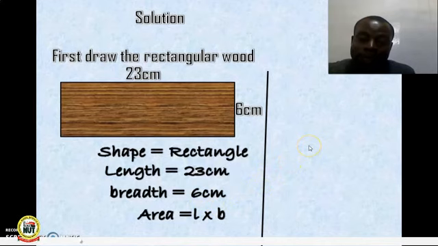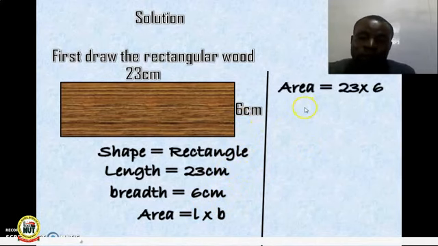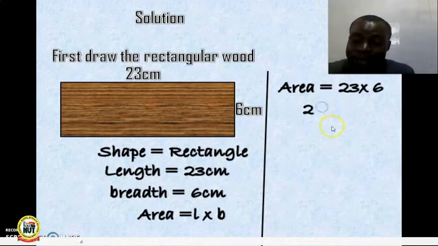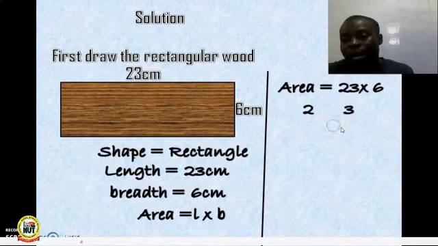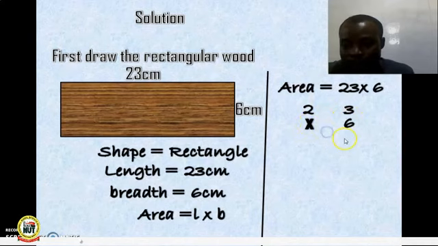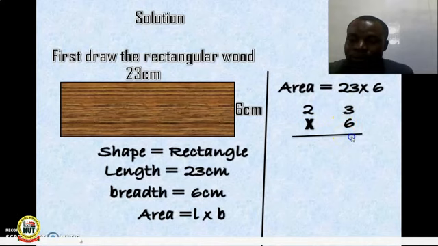Substitution is to replace the value of the length with number and breadth with also the given number. So by the time you substitute now, you're going to have area equal to 23 times 6. Right? And 23 times 6, we are equally going to arrange so that we answer this question without any error. 6 times 3 will give us what? 18. So we are going to carry 1.